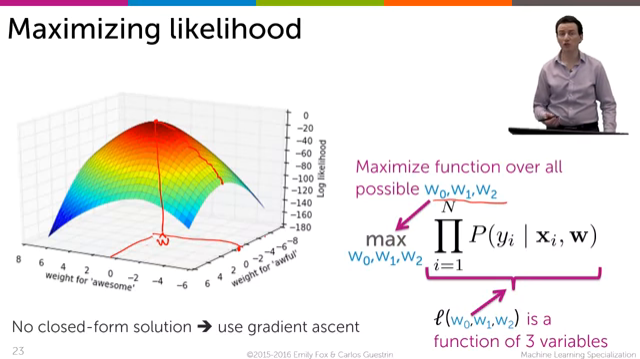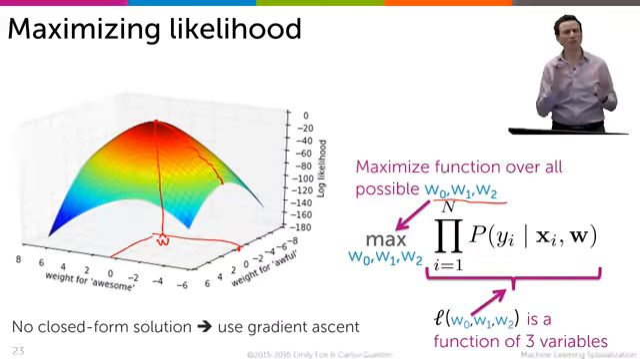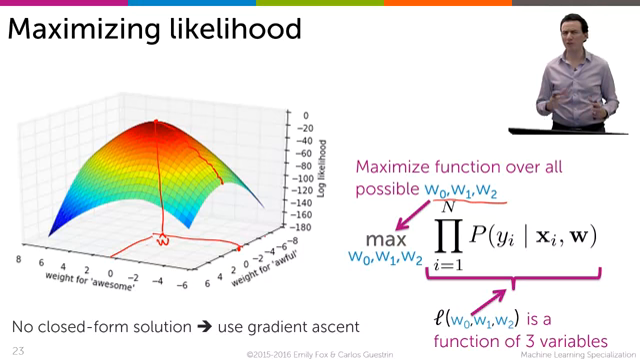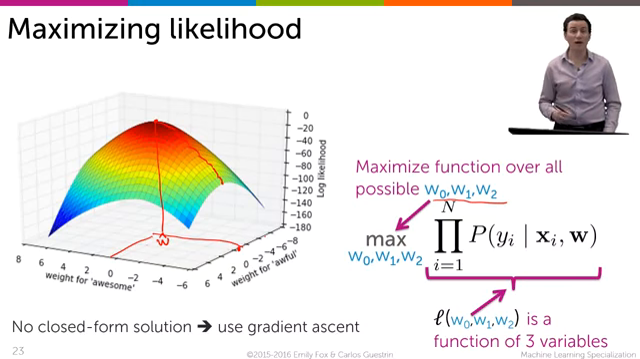Now in this plot I've only shown 2 of the coordinates, W1 and W2. I didn't show W0 because it's really hard to plot in 4-dimensional space. So I'm just showing you 3 out of those 4 dimensions. Now let's discuss the gradient ascent algorithm to go ahead and do that.